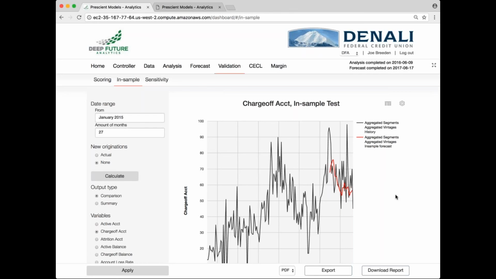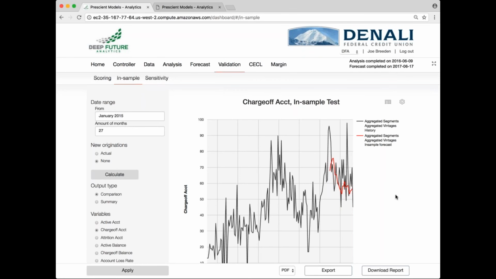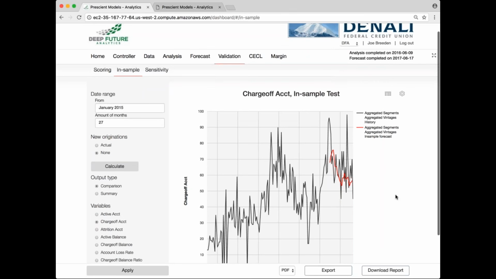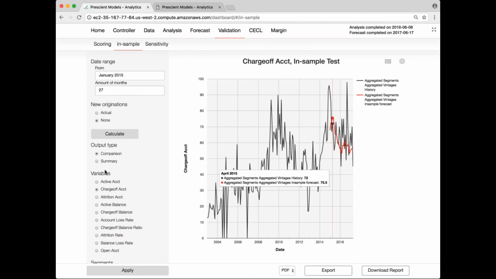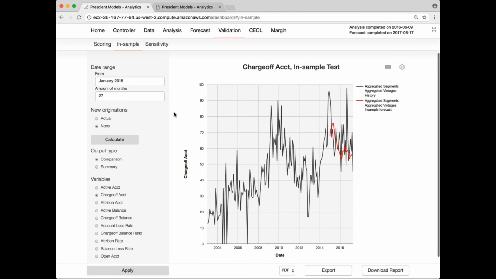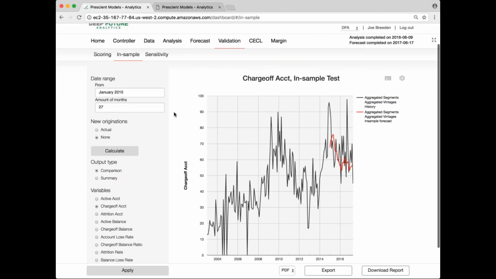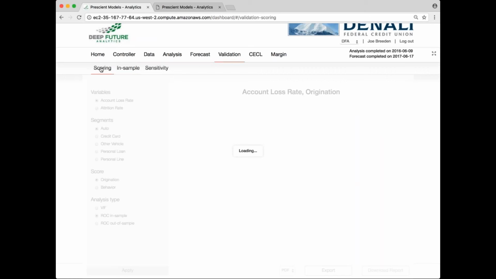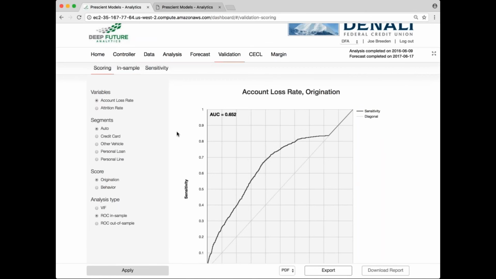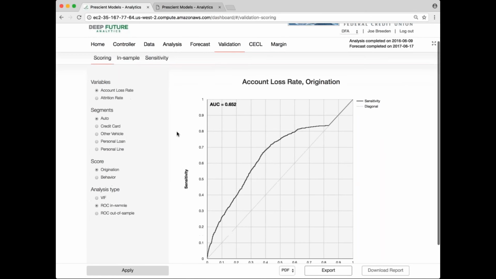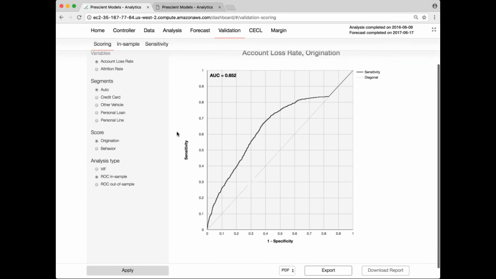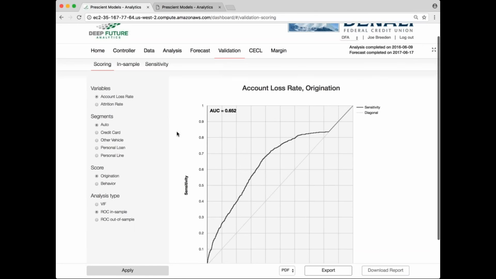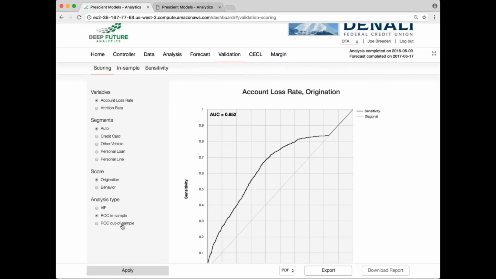What you're seeing here is an automatically generated in-sample validation test for charge-off accounts. You can pick any period you want, any forecast horizon you want, and run a new validation test in real time. So this is current information, not just a test that someone prepared for you 6 months or a year ago. In addition, we have loan level validation reports, looking at ROC curves, KS statistics, Gini, and so forth. You can look at variance inflation factors. All these are technical terms for analysts, but they're the kinds of things that auditors and examiners love.